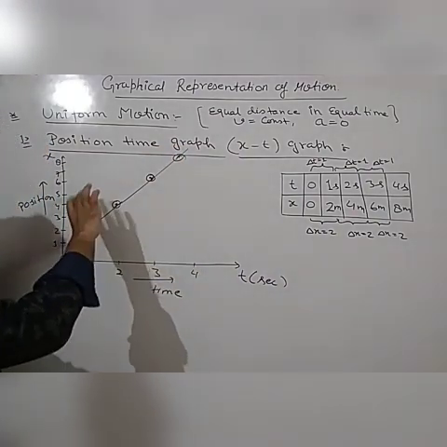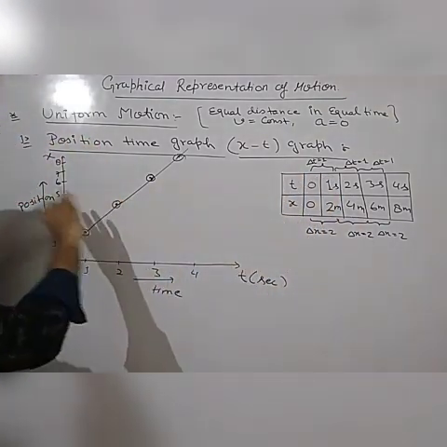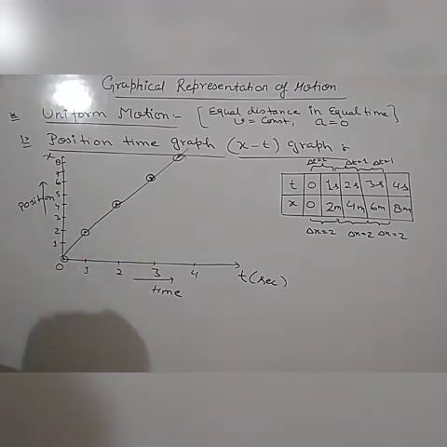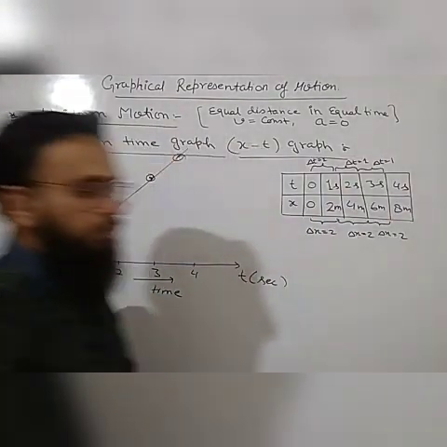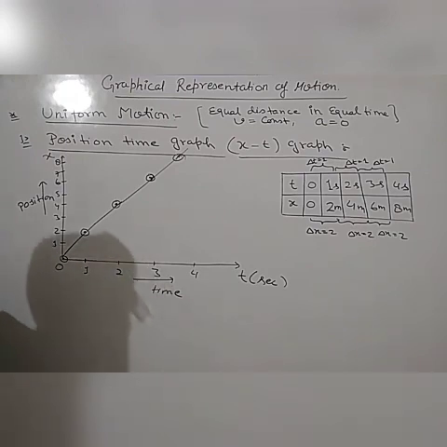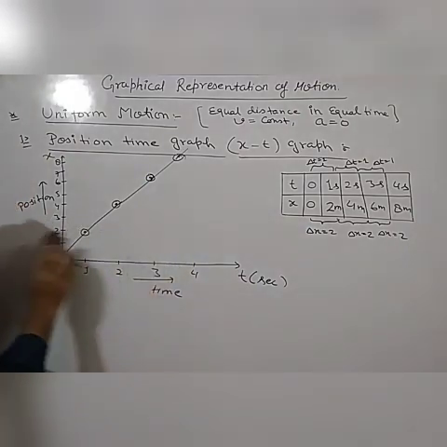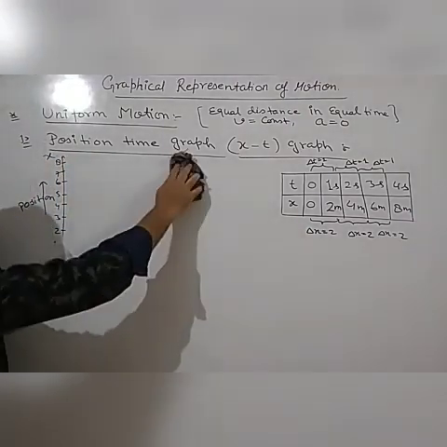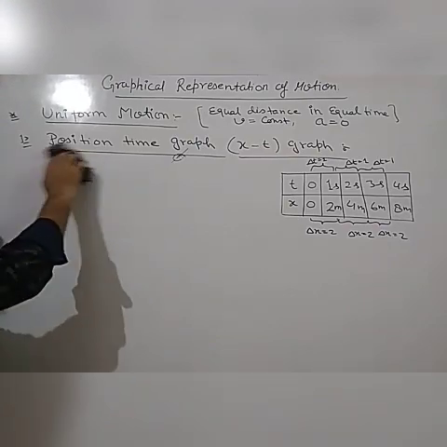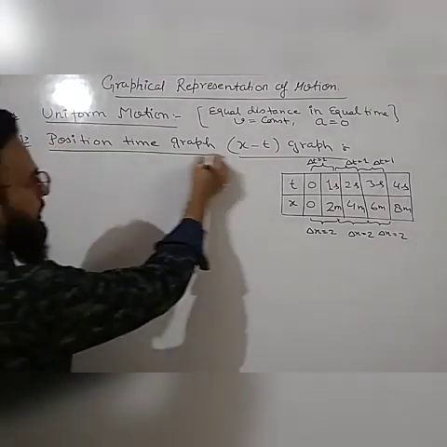Clear? So I have just drawn this graph for an example. I have taken an example, and for this particular example, I have drawn this graph. So first note it down. So this graph is for this particular example. But if we draw a graph in general, means every position time graph of a uniform motion will be a straight line.